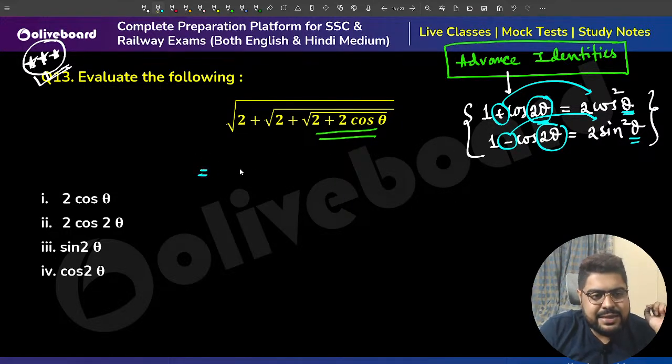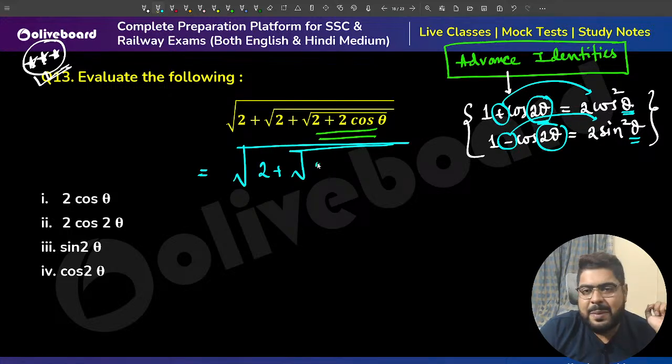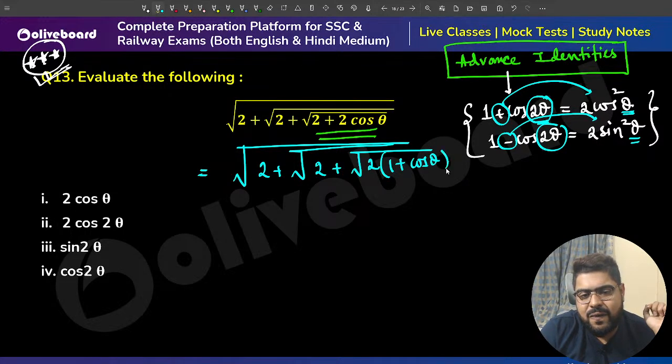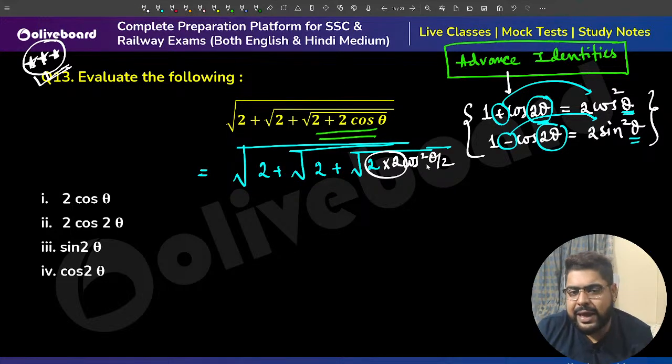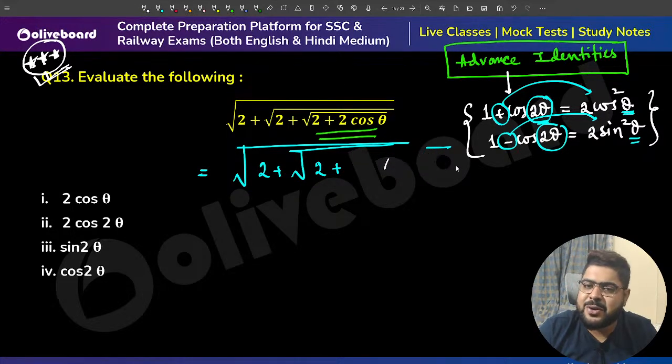So what will I write, sir? It is 2 plus 2 plus. This thing I can take 2 common. It is 1 plus cos theta. So 1 plus cos theta will become 2 cos square theta by 2. Now 2 and 2 is 4, and the square root of 4 will become 2. Again cos square theta by 2 will become cos theta. So it becomes 2 cos theta.